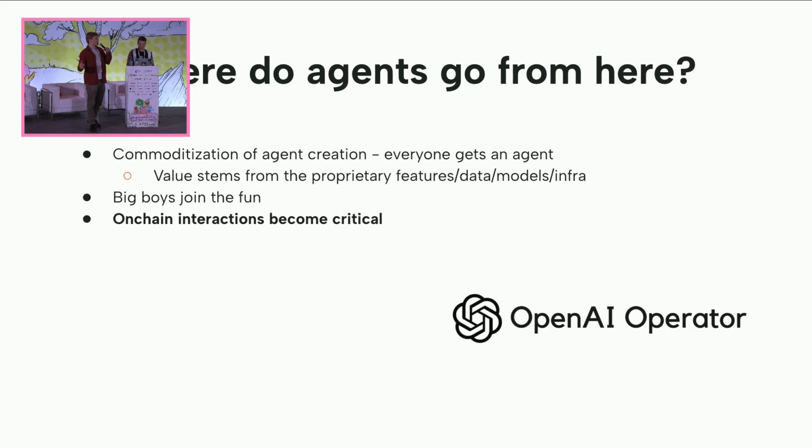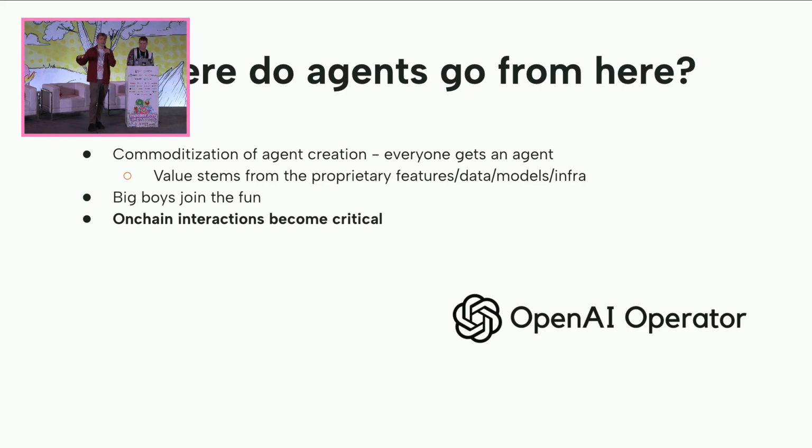The first, like I mentioned, is going to be the commoditization of agent creation. Everyone's going to have an agent. It's going to do all sorts of stuff for them, not only in the crypto world, but also in the traditional services. It'll do stuff like order food, book hotels, all sorts of fun things for you, and it'll be kind of like a personal assistant that's constantly available for you.